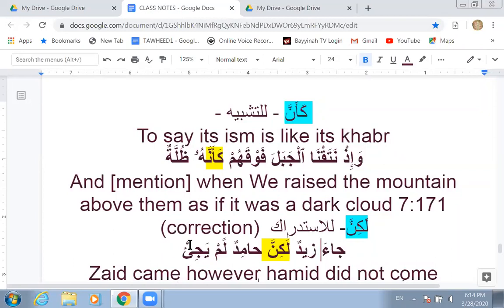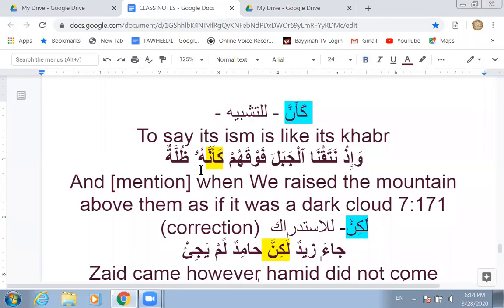And when we look at the meaning of it, as if it was a dark cloud, basically it is talking about the mountain. The mountain was raised above them, and as if it was like a dark cloud, the mountain appeared to be a dark cloud.